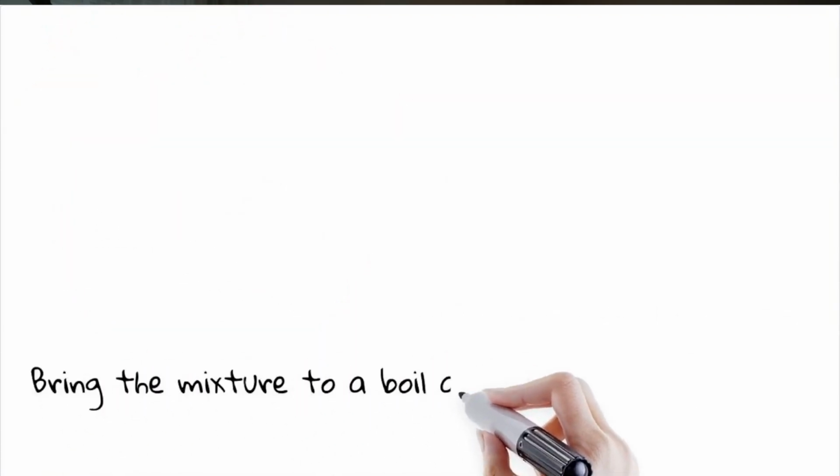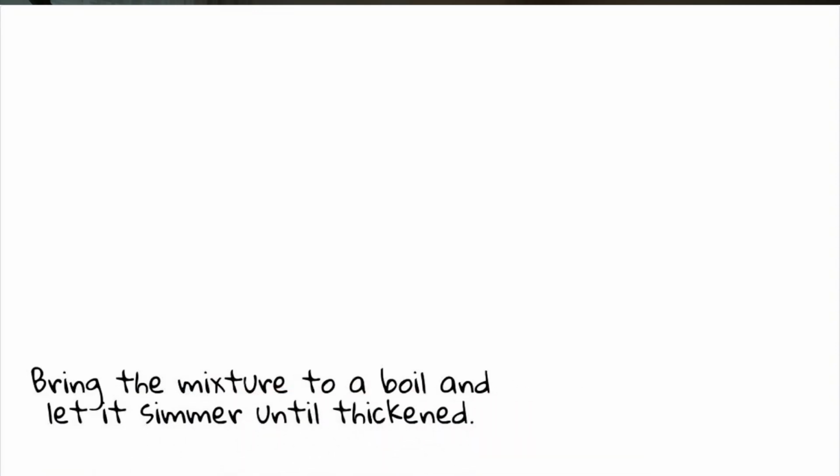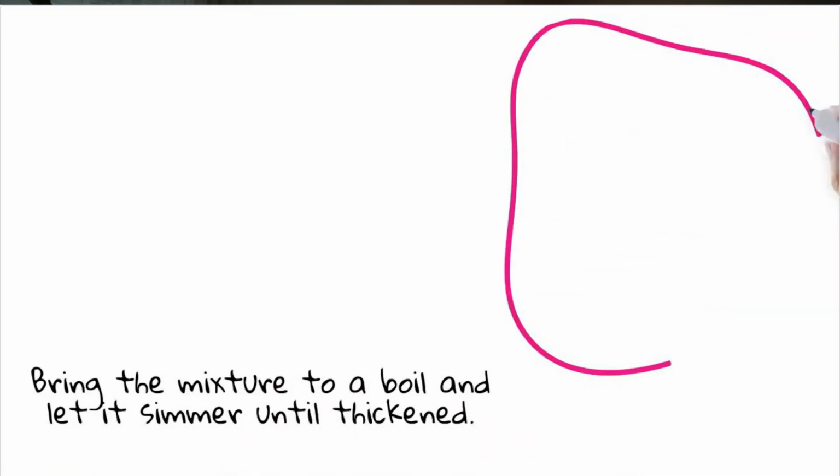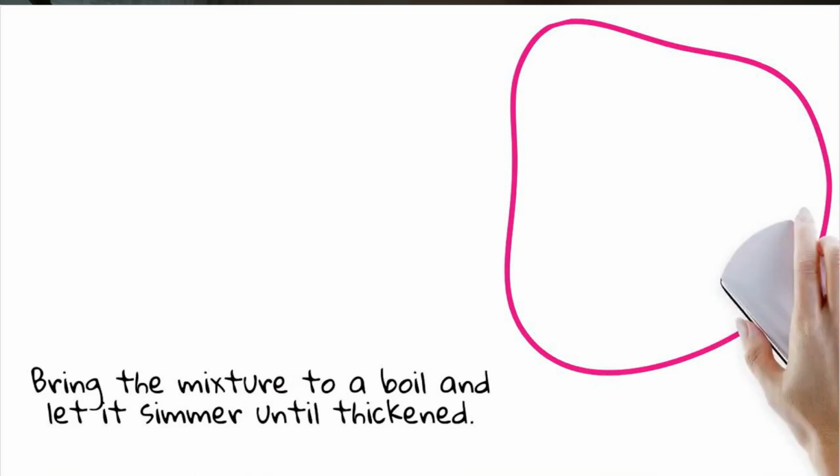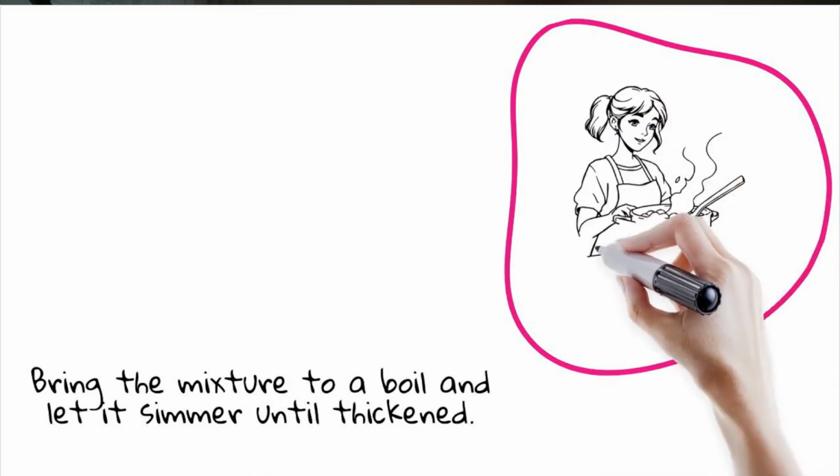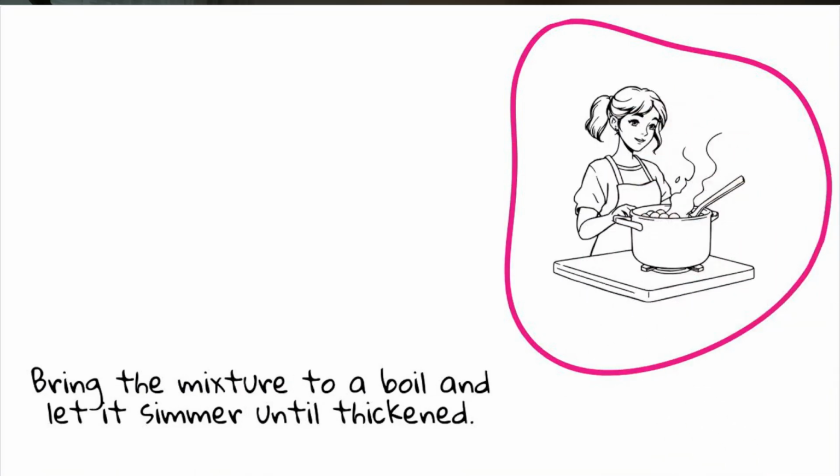Scene: the jam mixture bubbling away in the pot. The camera zooms in on the bubbling liquid. Voiceover. Bring your fruit and sugar mix to a boil, then reduce the heat. Let it simmer for about 10 to 15 minutes, stirring until it thickens to your liking.